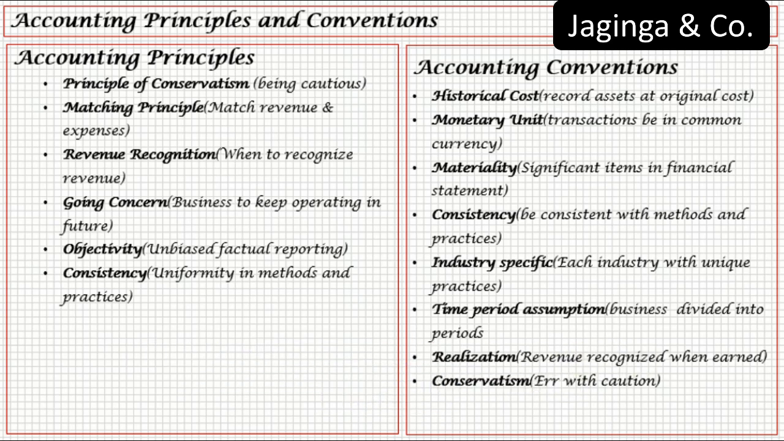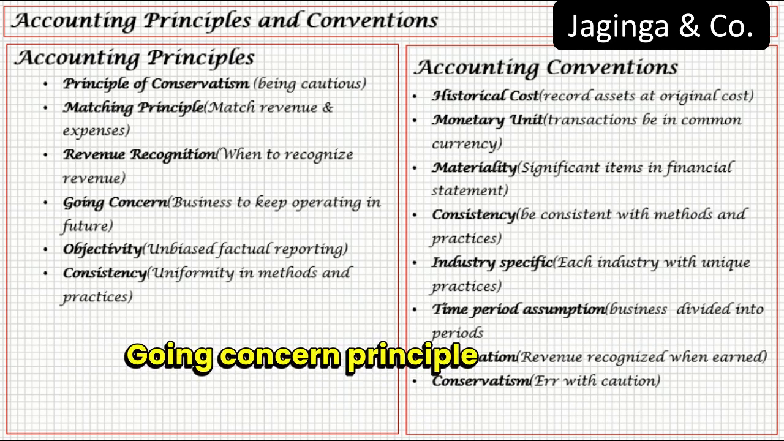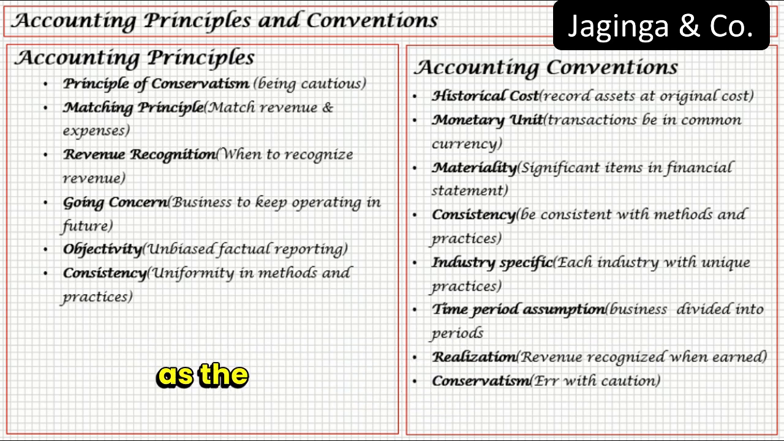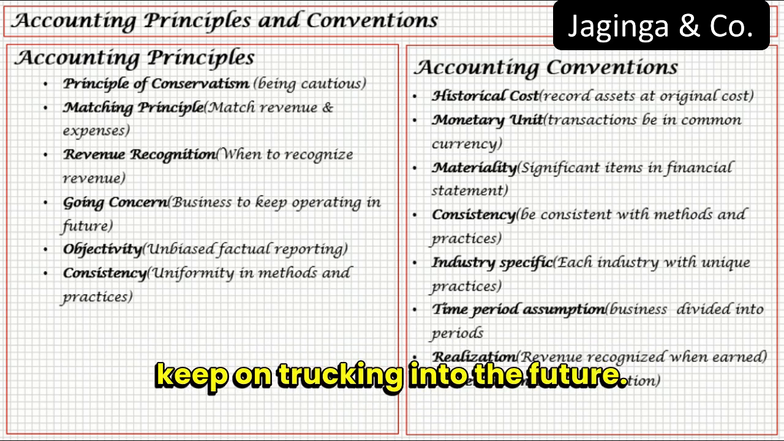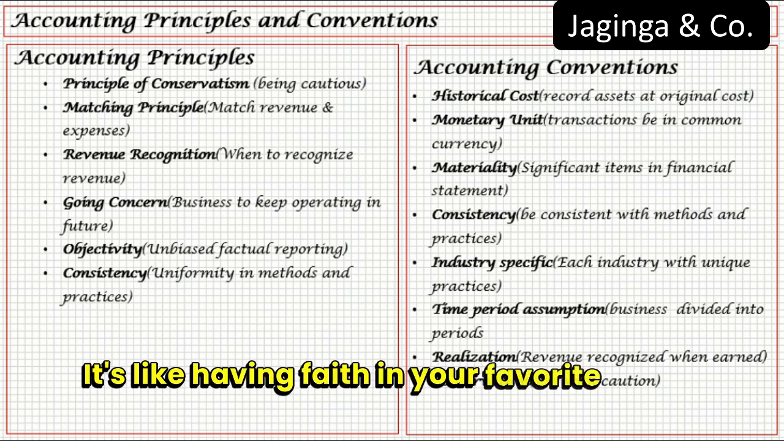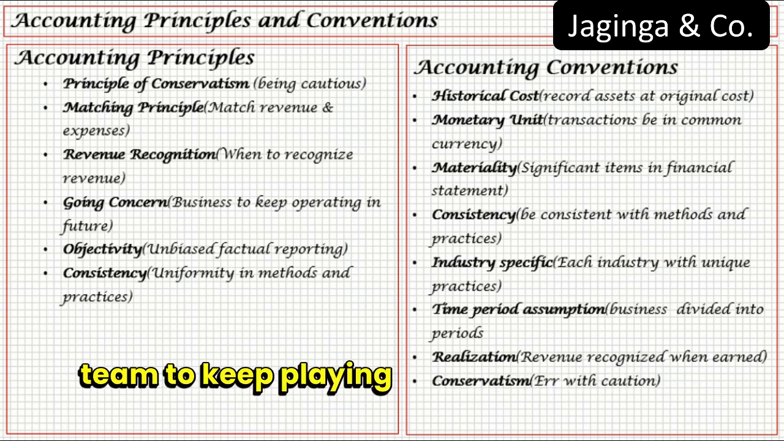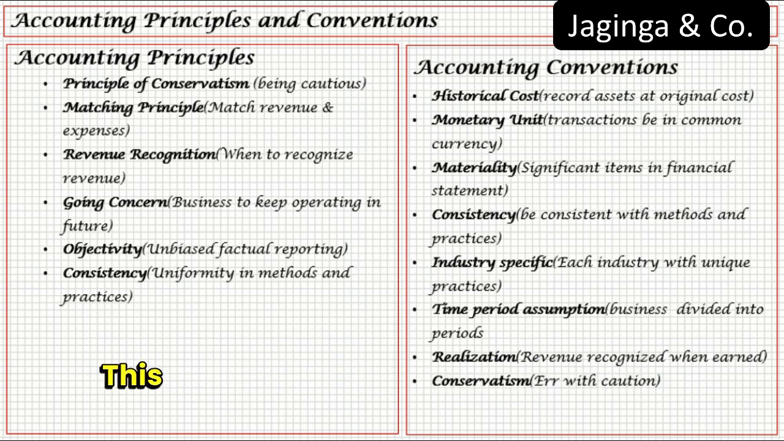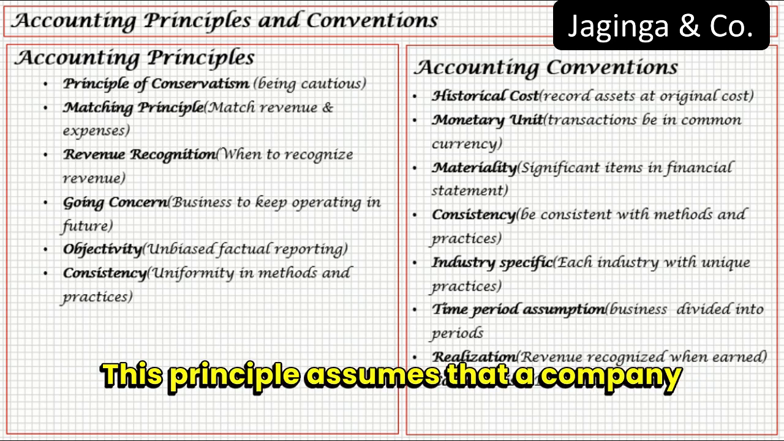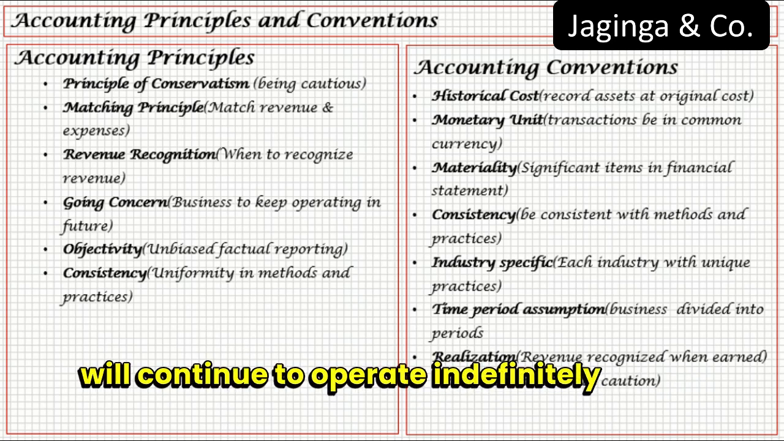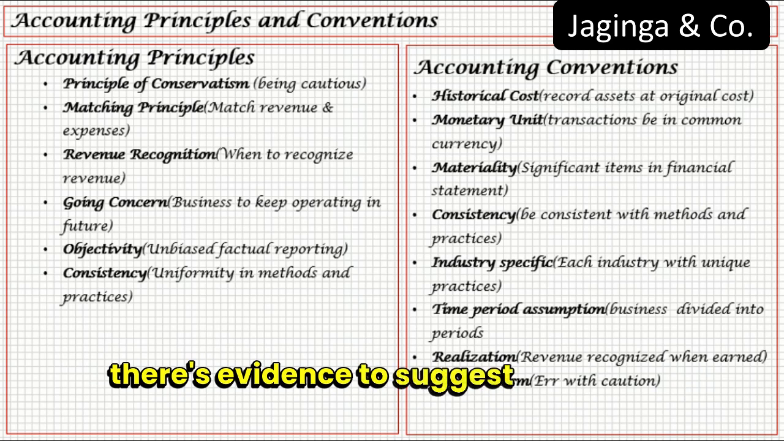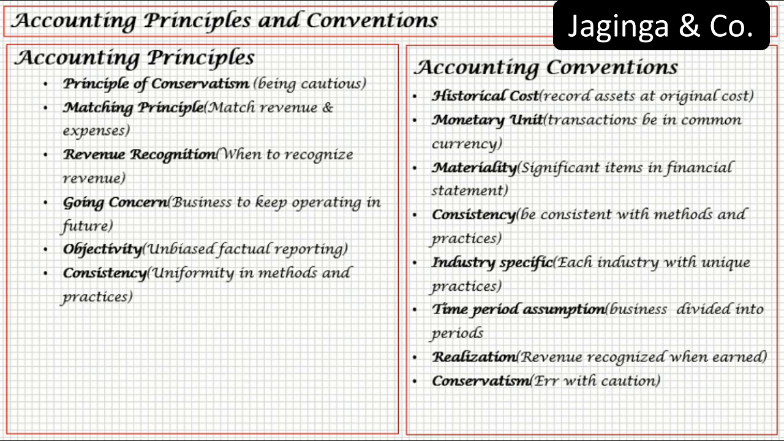4. Going concern principle. Think of this principle as the belief that a business will keep on trucking into the future. It's like having faith in your favorite sports team to keep playing season after season. This principle assumes that a company will continue to operate indefinitely unless there's evidence to suggest otherwise. 5. Objectivity.